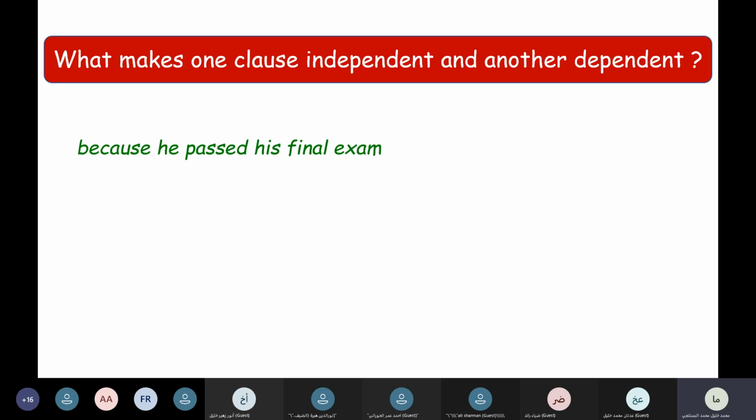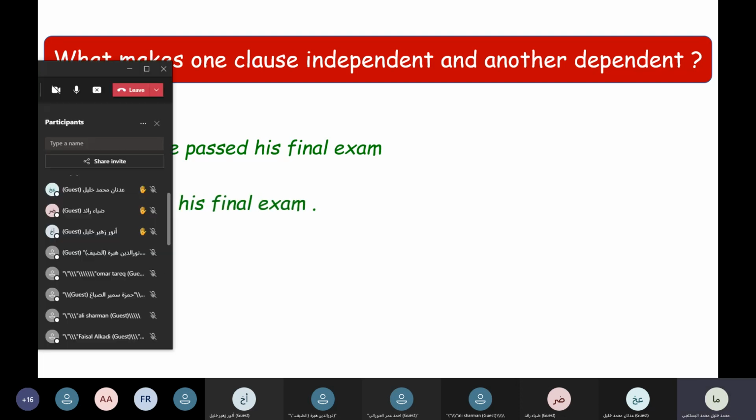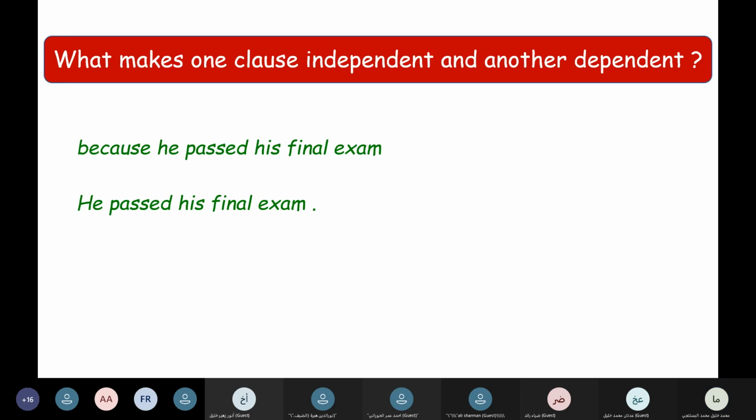The meaning is incomplete. So this is what dependent. Look at the second. Who can read the second? Yes, Anwar? Okay. He passed his final exam. So you realize that this sentence is what? Complete, independent. Yes. Independent. Why? Because the meaning is completed. It has a complete meaning.